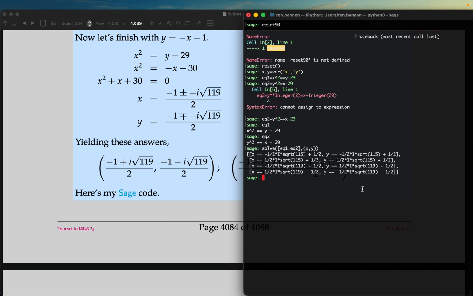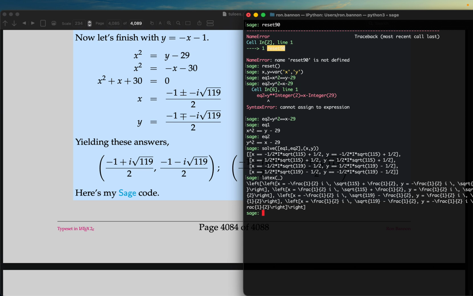You can also generate LaTeX code from this over here, and let me show you what that looks like. If I do LaTeX and I want to do the prior output, I'd get this over here, and I could copy and paste this into a document now and typeset it.